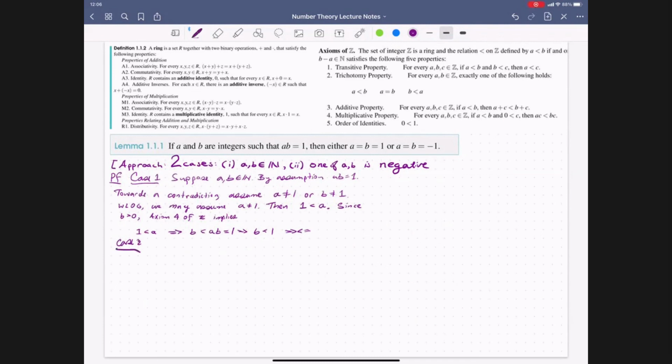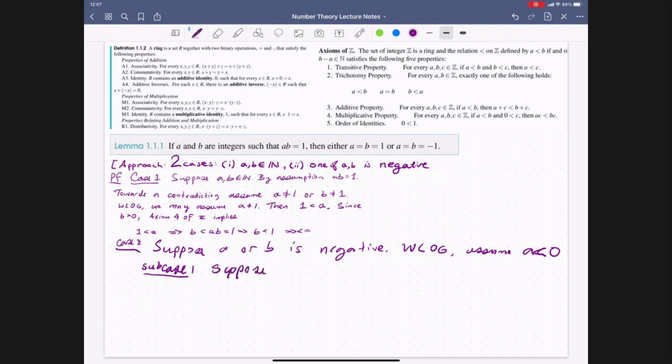So with case 2, now we're going to go ahead and assume, suppose one of A or B is negative. And also here I actually mean suppose A or B is negative, so it could be the case that both of them are negative. So we have two possibilities. Actually, without loss of generality, assume that A is negative, so A is less than 0. We're going to break this into two subcases. The first one is, suppose B is positive.